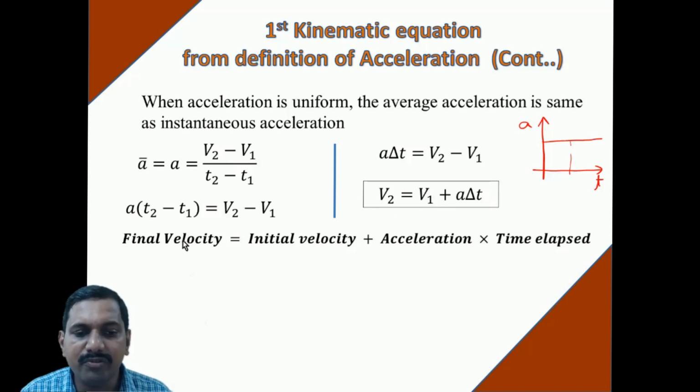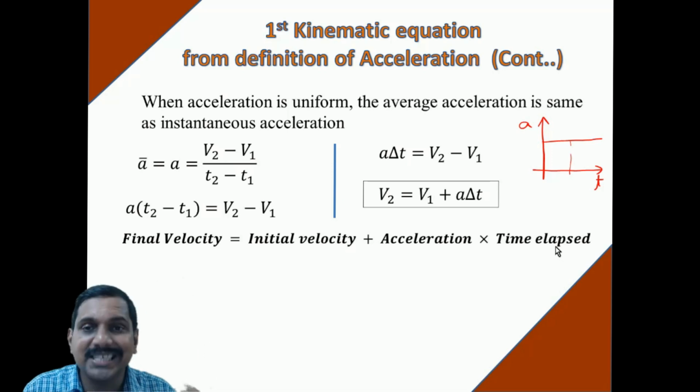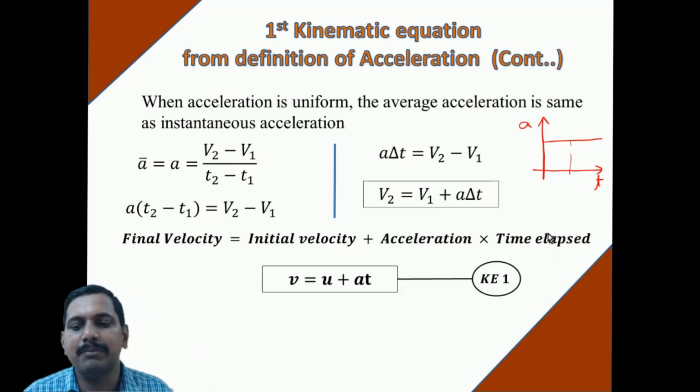v2 is the final velocity. v1 would be the initial velocity. a would be acceleration, into the time elapsed. And this is the first kinematic equation. I will call it KE1.